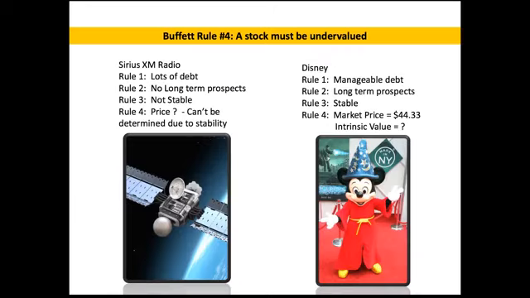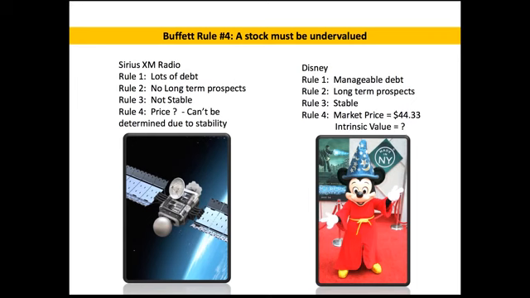Okay, so in the three previous lessons, we were looking at the three previous rules that Warren Buffett has, and we were comparing Sirius XM Radio and Disney to understand those rules and those principles. When we looked at Sirius, the first rule was whether the company was managed by vigilant leaders, and so we were looking at the debt. For Sirius, they had a lot of debt, and it didn't meet that rule. And as you know from the previous lessons, all four rules must be met in order for Warren Buffett to invest in one of these companies.